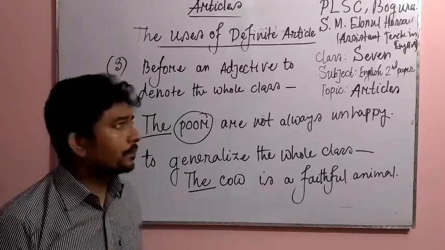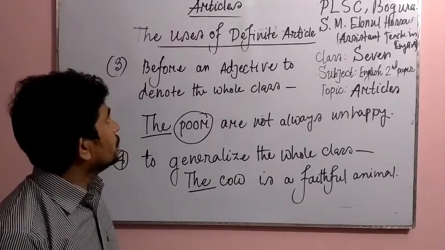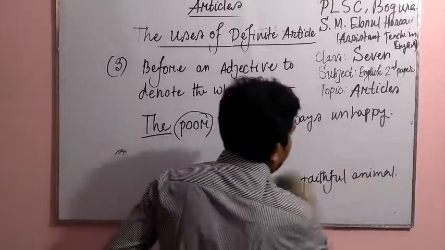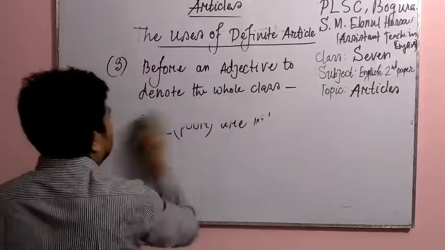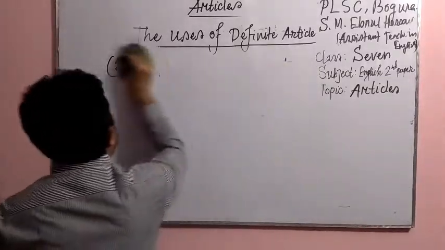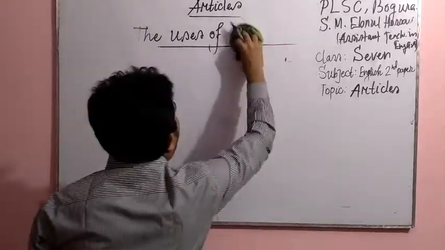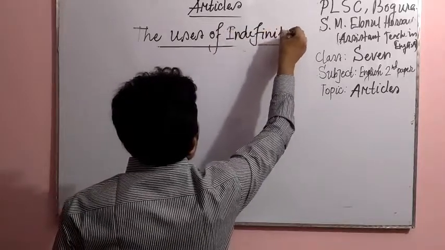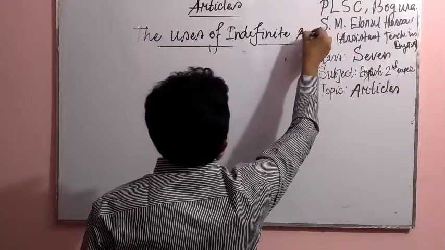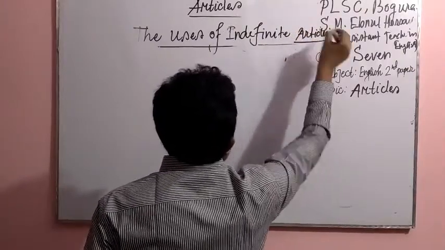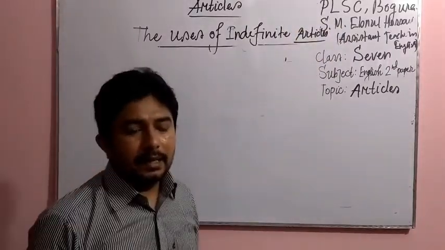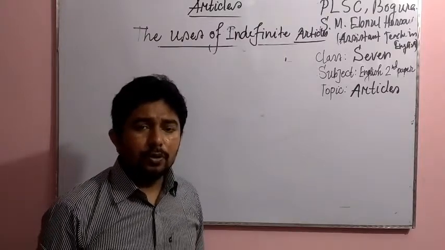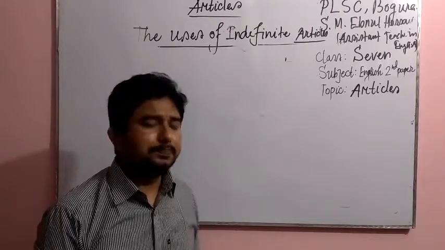And now I am going to write down the uses of indefinite article. The uses of indefinite articles, and we already know that a and an are called indefinite articles. That means we are going to know when to use a and an.